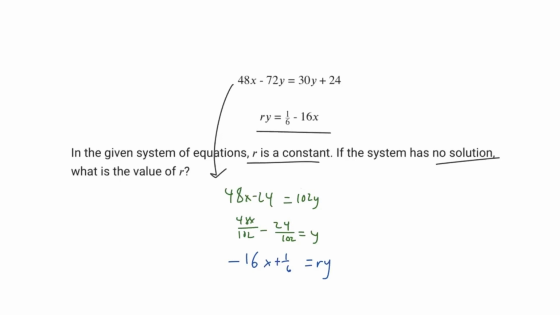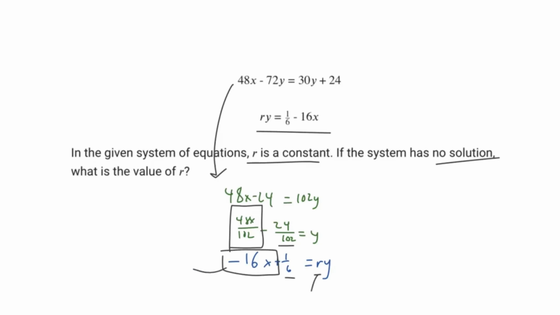So this is important because we want to know the actual slopes, right? So our actual slope here is 48x over 102. And this one over here is negative 16x. And this is important because when you talk about a system with no solution, that means the lines don't intersect. And in a system of linear equations, the only way that those two lines don't intersect is if those lines are parallel, right? And how do you get parallel lines? Well, you need the exact same slope, but different y-intercepts. So we can see here that, yeah, they have different y-intercepts, but they need the same slope, which they currently don't have, but we can give them the same slope by changing r to the correct value.